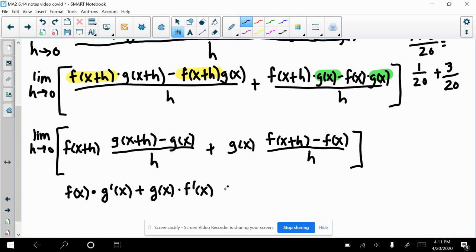And this is how you find the derivative of a product. If you want to find the derivative of two functions multiplied together, f of x times g of x, then the formula is here. You take f of x just as it is, multiply it by the derivative of g of x, and then add that to g of x as it is. Don't take its derivative or anything, but multiply that g of x by the derivative of f of x. So it's the first times the derivative of the second plus the second function times the derivative of the first.